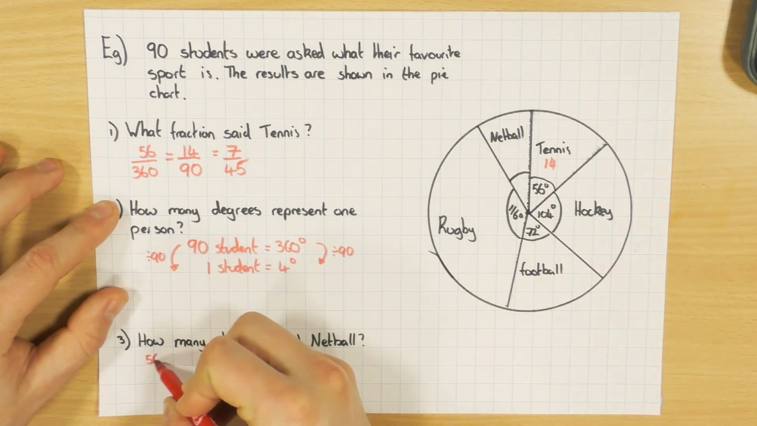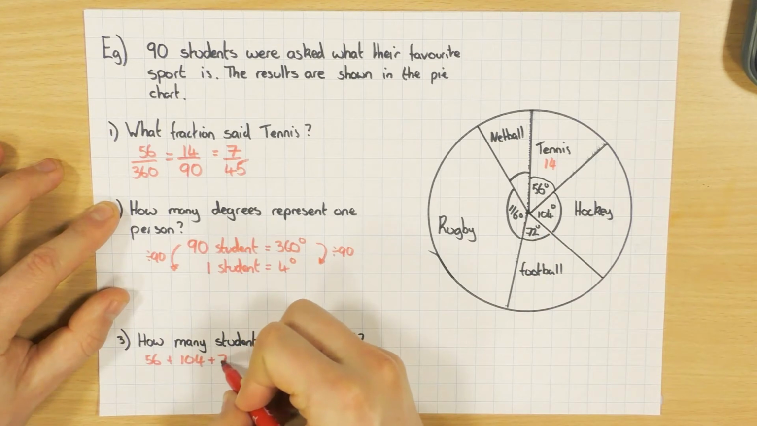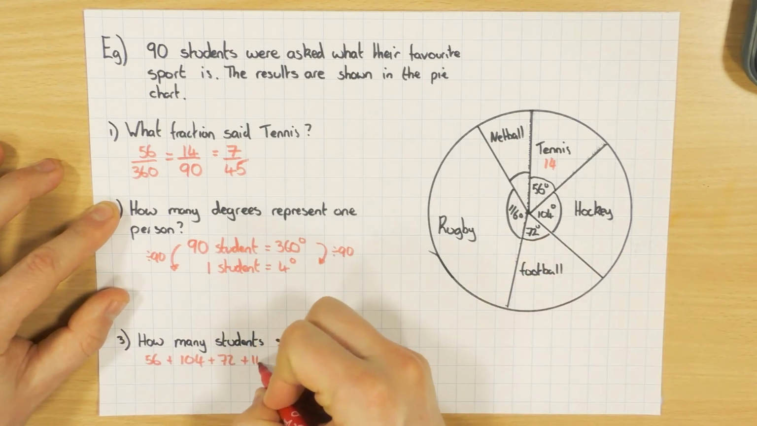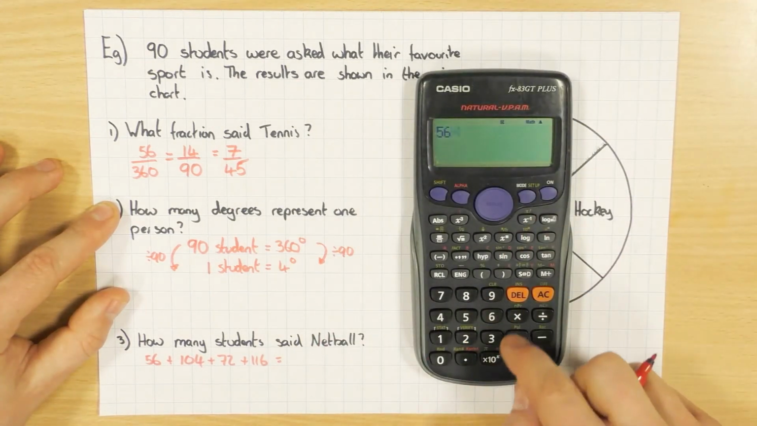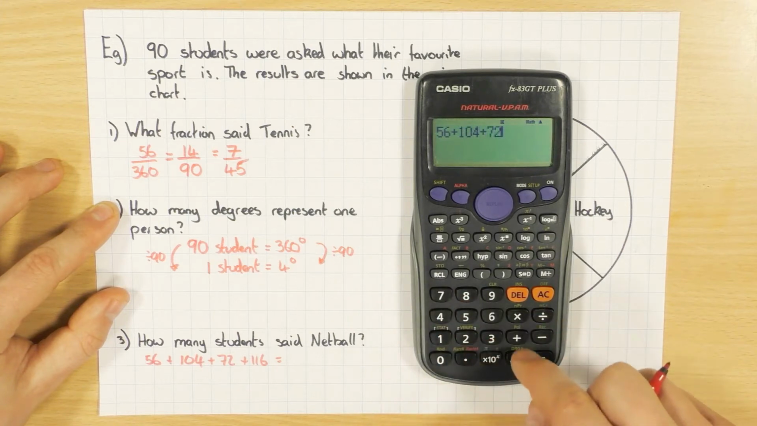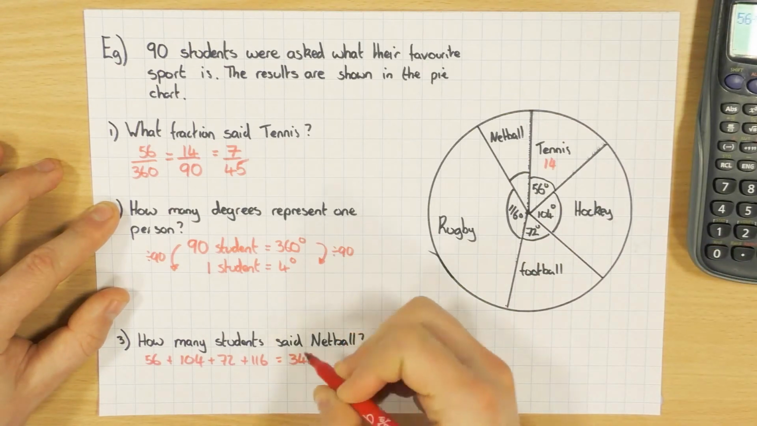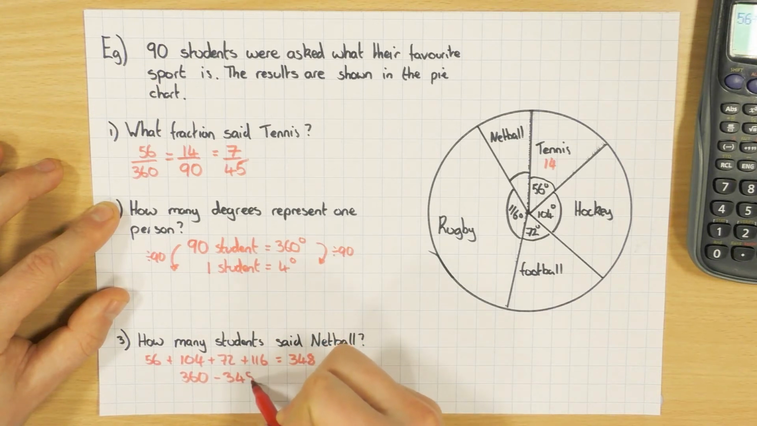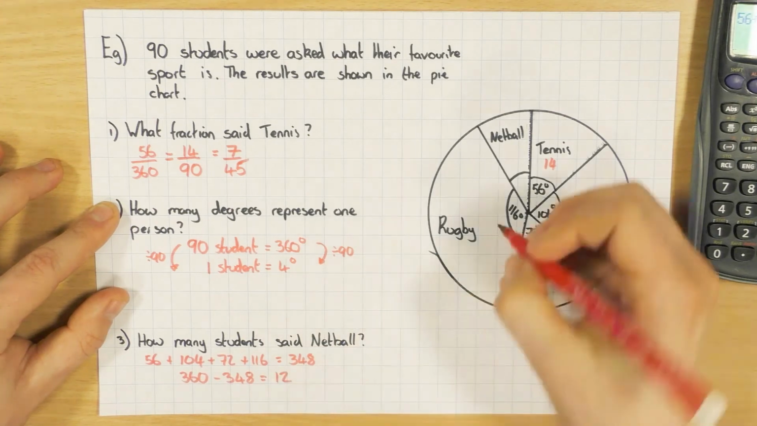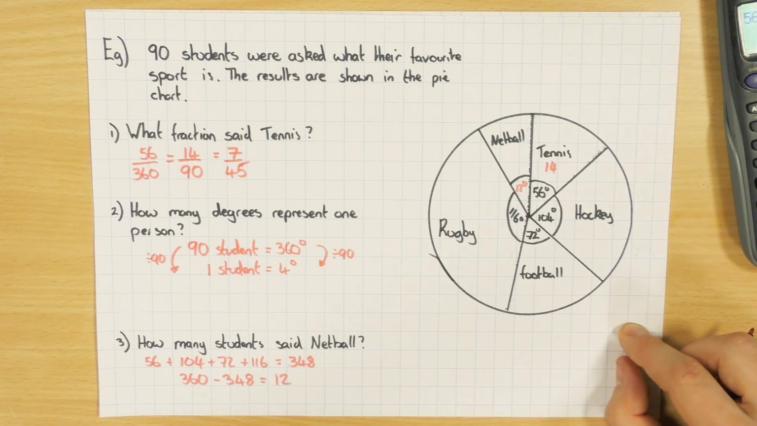So what we're going to do is add up what we know. So I've got my 56, I've got my 104, I've got my 72, and my 116. And again, if you add all those up, let's just have a quick tally up. So 56 plus 104 plus 72 plus 116 is 348. You can then do 360 minus that total, and whatever's left, in this case it will be 12, means that netball is 12 degrees. Okay, but it doesn't ask you what the angle is, it asks you how many students said netball.